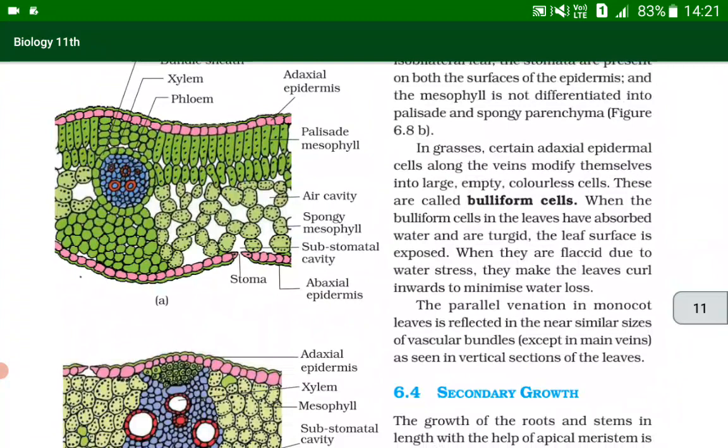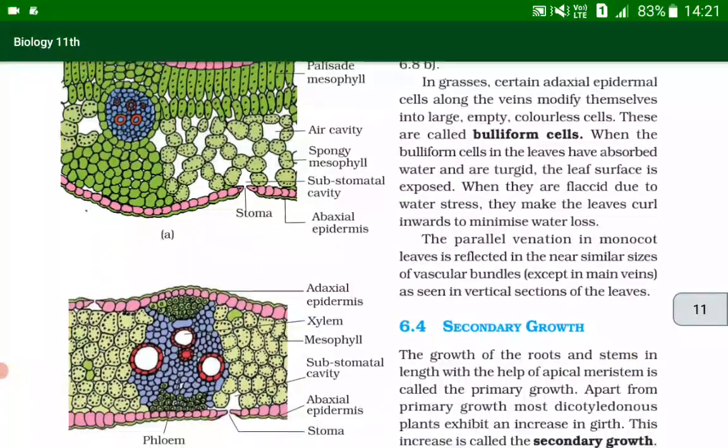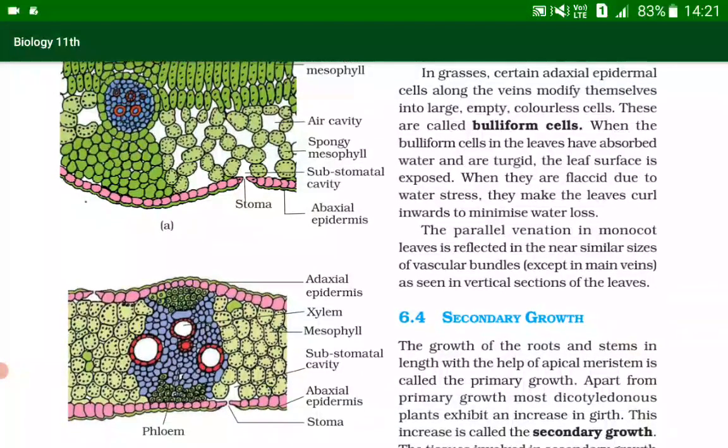When the bulliform cells in the leaves have absorbed water and are turgid, the leaf surface is exposed. When they are flaccid due to water stress, they make the leaves curl inwards to minimise water loss. The parallel venation in monocot leaves is reflected in the near similar sizes of vascular bundles except in main veins as seen in vertical sections of the leaves.